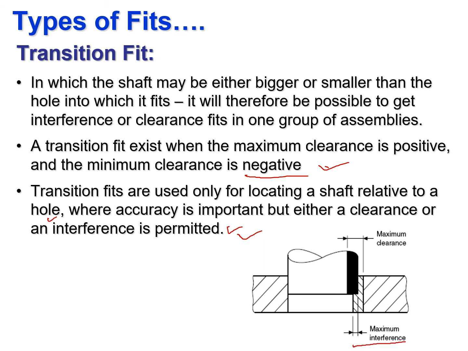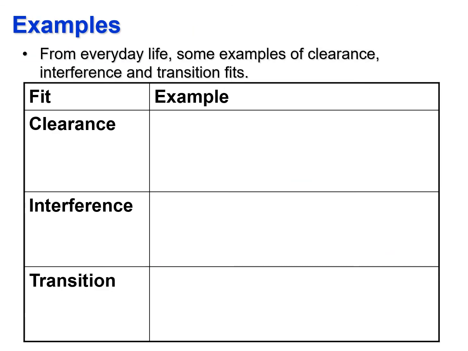This is the maximum interference and this is the maximum clearance that they can have. So it actually lies between the clearance fit and the overlapping fit that we just saw. And the transition fit allowance, as you can see, changes between the two fits, so it can either be positive or negative.